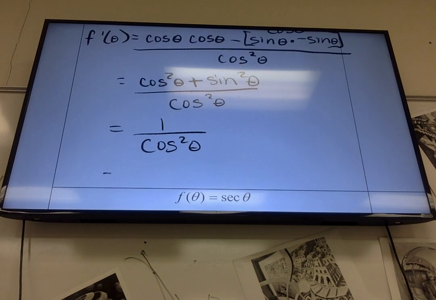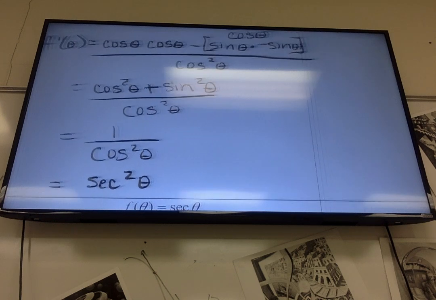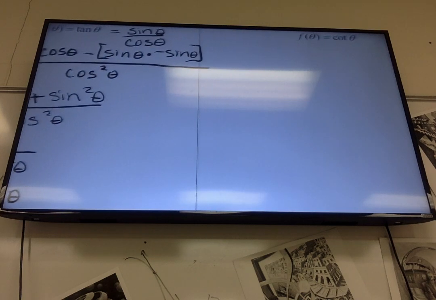And what is 1 over cosine? Secant. So 1 over cosine squared would be secant squared. So that's the derivative of tangent. Derivative of tangent is secant squared. So could tangent just be cosine squared? I don't know. We're going to have to find out.